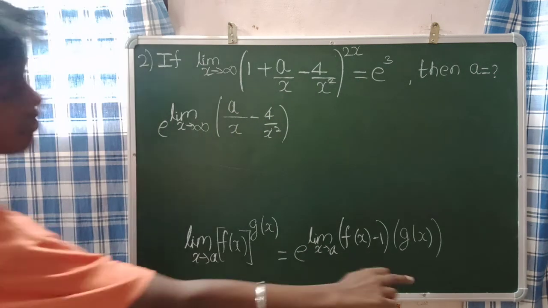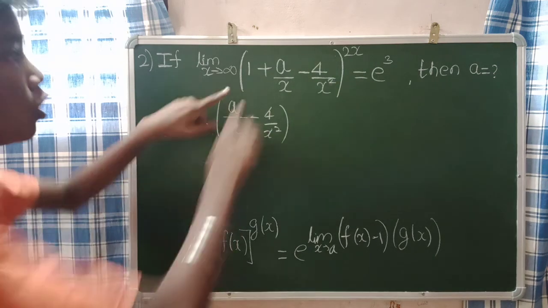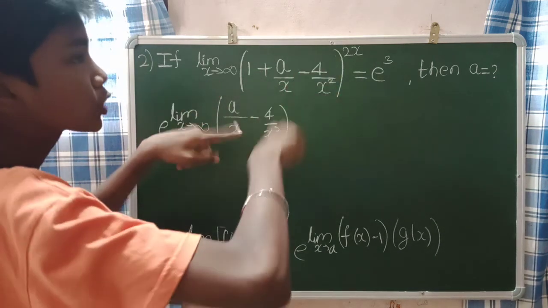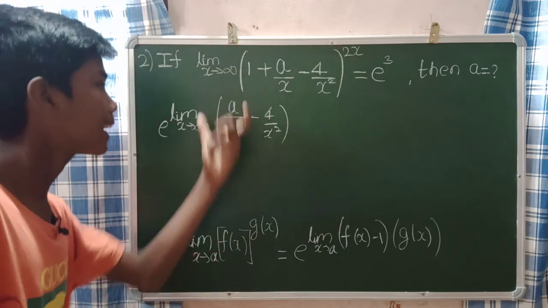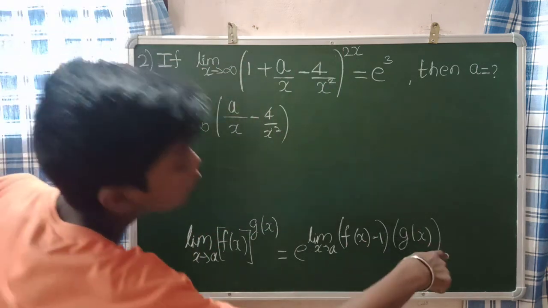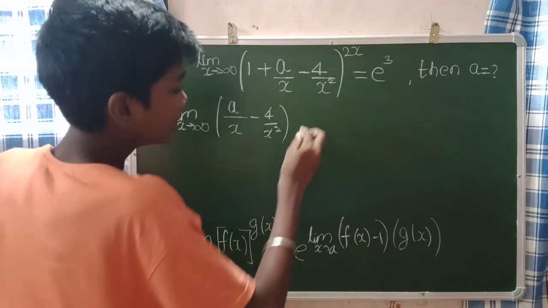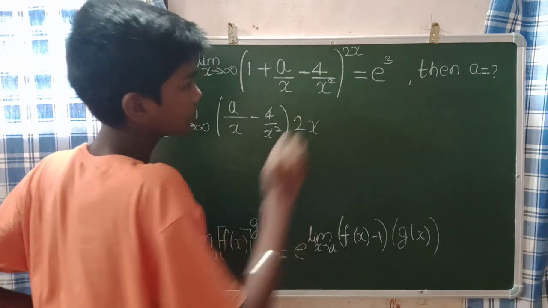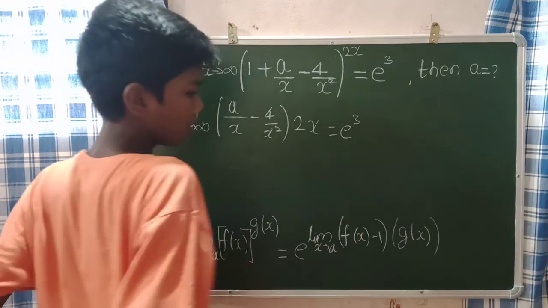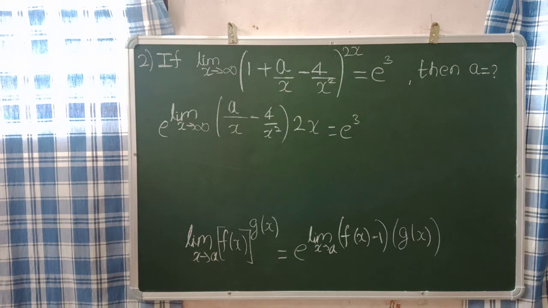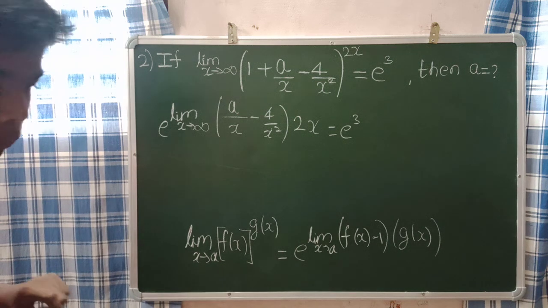Because guys, f of x minus 1 is base minus 1. 1 plus a by x minus 4 by x square minus 1. 1 minus 1 will get cancelled and you will be left with a by x minus 4 by x square, into the power, into g of x, which will be nothing but into 2x. Correct now? And that will be equal to e cube. That's the final statement that we got up to now.